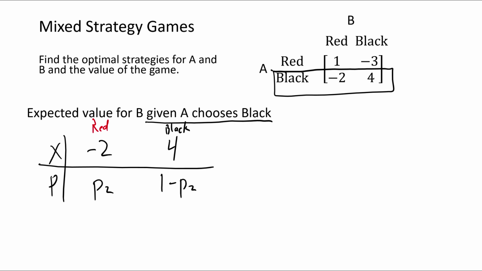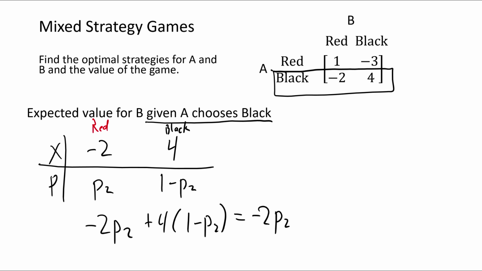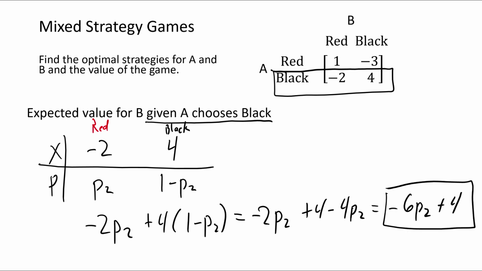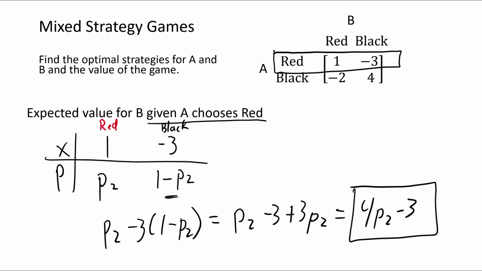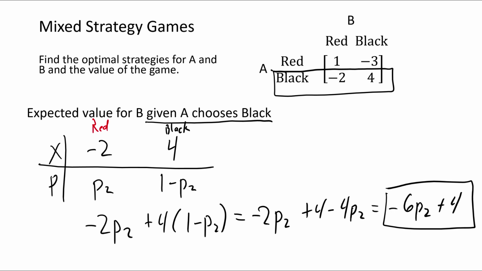All right, multiply down: -2P2 plus 4 times the quantity 1 minus P2. We'll distribute: -2P2 plus 4 minus 4P2. And that's going to give us -6P2 plus 4. And that's our fourth expected value. So we've got the two expected values for player B. The expected value for B given that A chooses red, that was 4P2 minus 3. And the expected value for B given A chooses black, that was -6P2 plus 4.